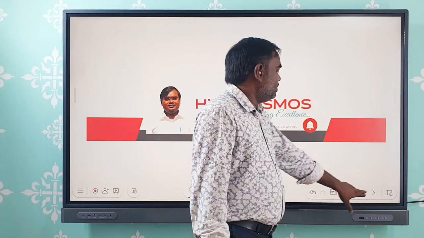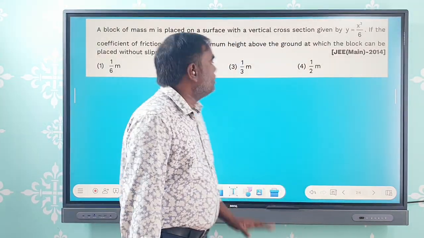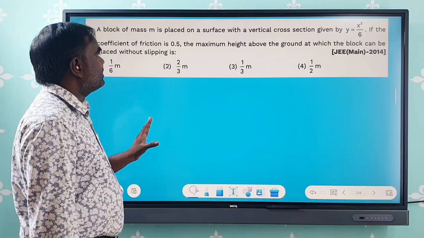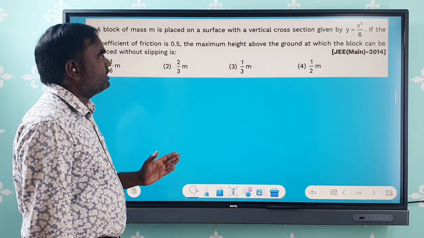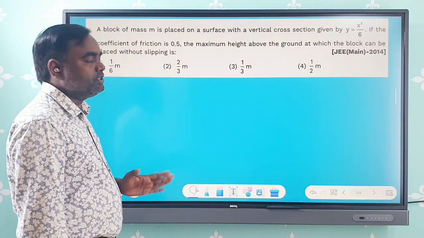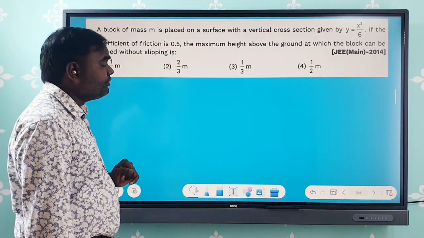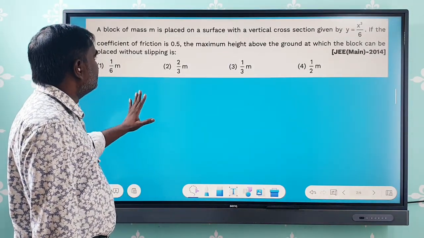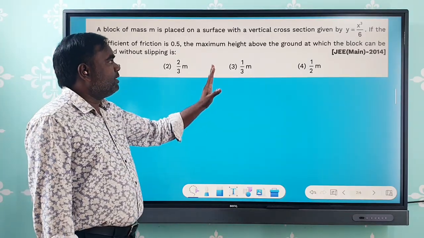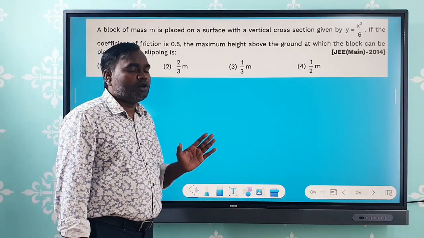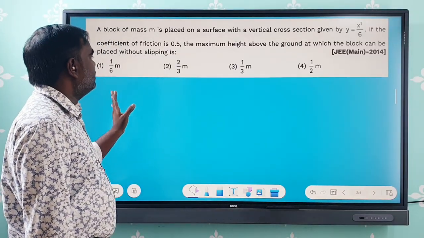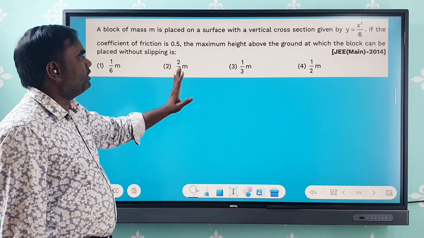In this video we will solve the problem. That is, a block of mass m is placed on a surface with a vertical cross section given by y is equal to x cube upon 6. If the coefficient of friction is 0.5, the maximum height above the ground at which the block can be placed without slipping is, option 1, 2, 3, 4.